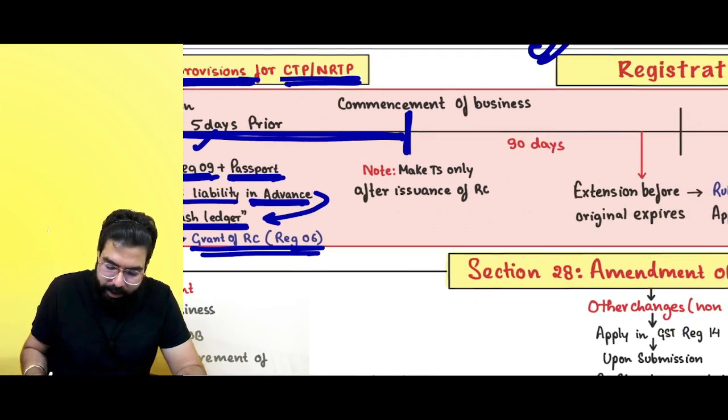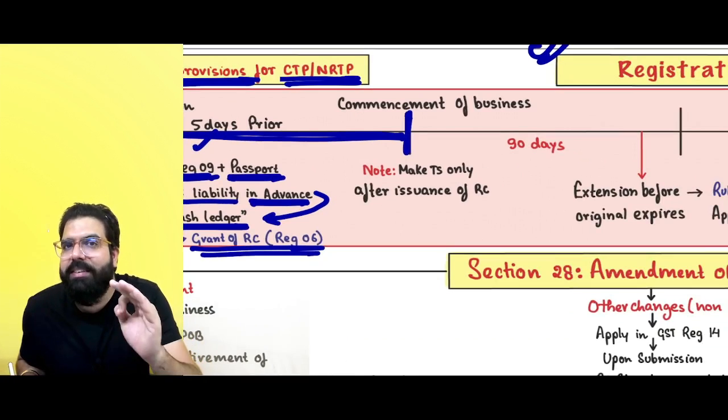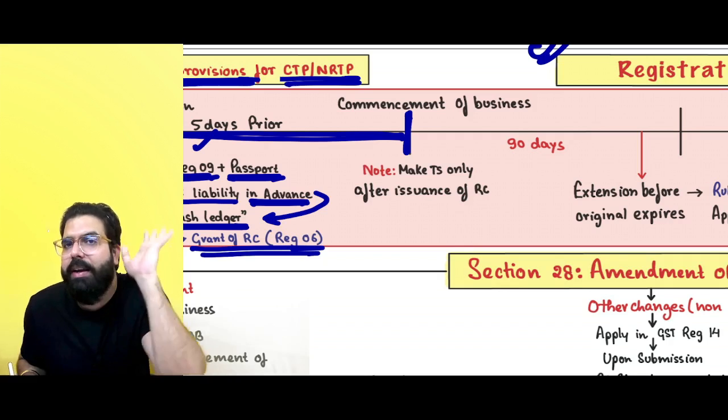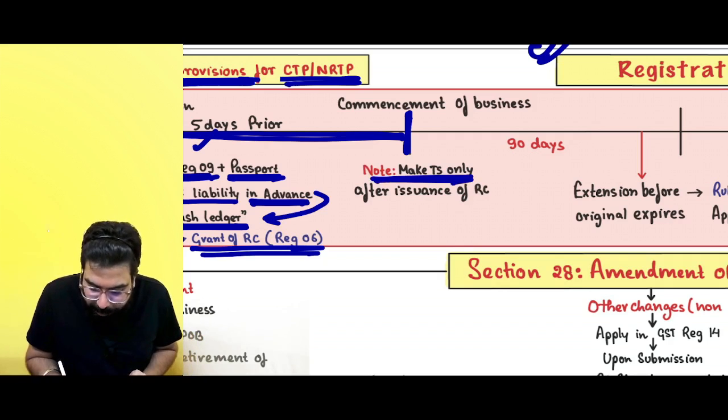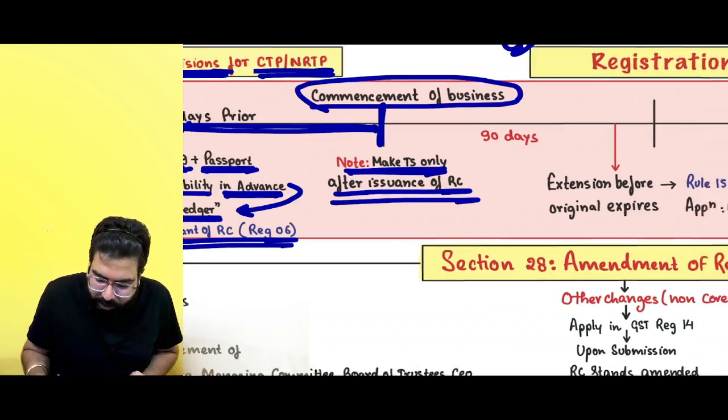Now once they commence the business, always remember, only when the registration certificate is granted can they start making their taxable supplies. Make taxable supplies only after grant and issuance of the registration certificate. Okay, sir. Point is clear.